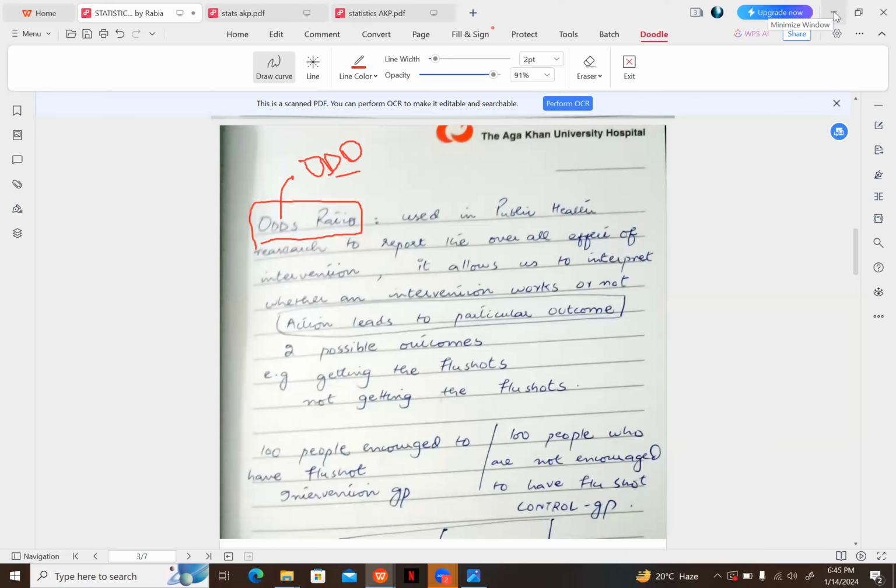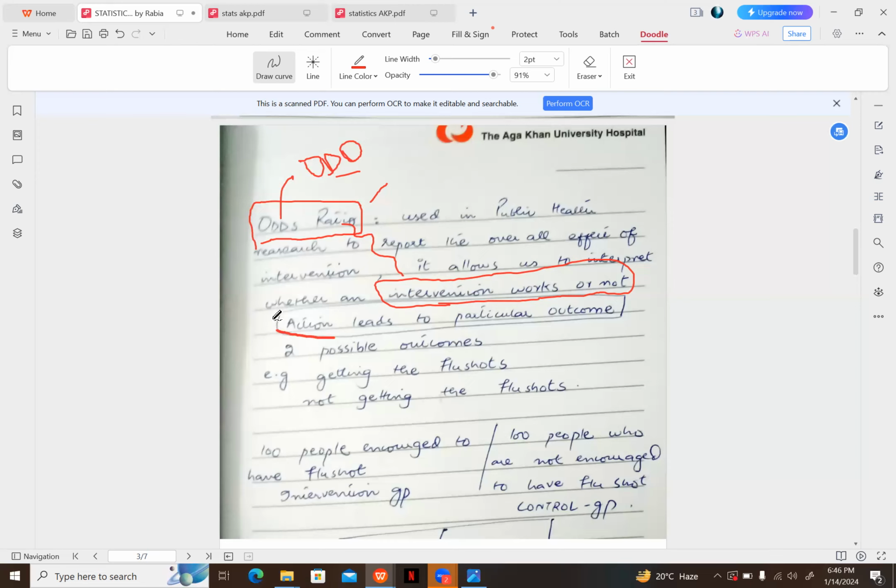That is the difference. Relative risk is used when you move forward in time from the risk factor, and for the odds ratio you go back in time. So here I will be explaining what the odds ratio is. It is used in public health research to report the overall effect of an intervention, and it allows us to interpret whether an intervention works or not. This is the parameter you want to see: whether our intervention has worked or not.